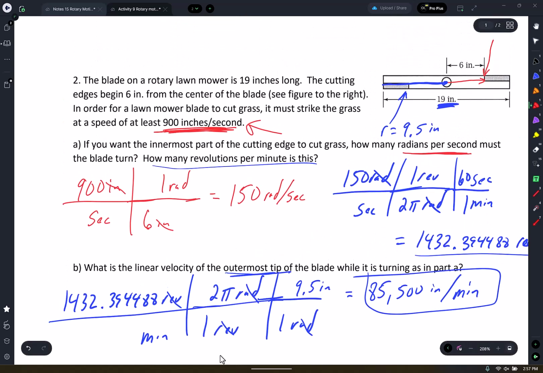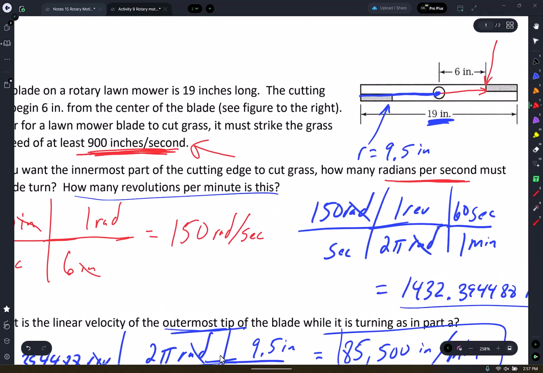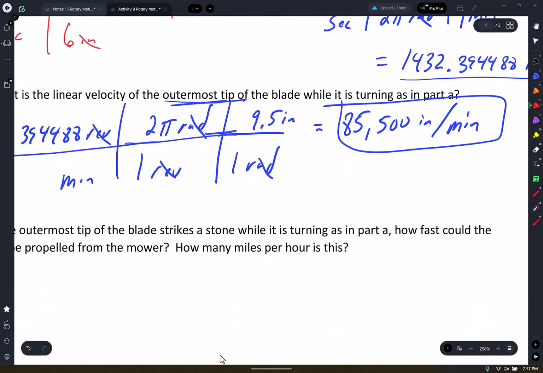Oh, I needed the radius of the big one, of the outermost blade. So this is the diameter. I took 19 and divided by 2. All right, last one. Here's the big one.